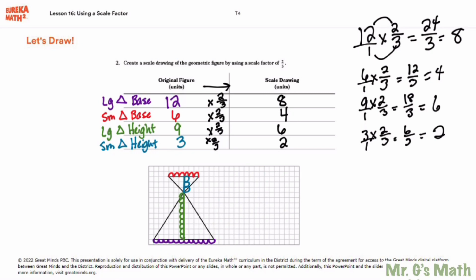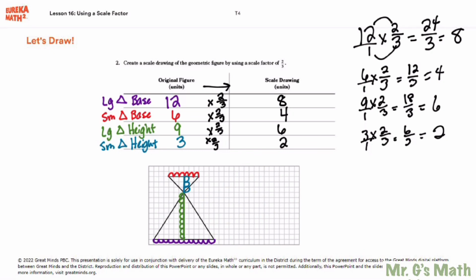On the test, I'm going to do it exactly like this. I'm going to give you a picture. You have to figure out what the measurements are by counting the grid marks, because I don't do rulers. You're not going to have to measure anything with a ruler, but you're going to have to count it out and put it in a table to keep it organized. Figure out your scale factor that I'm going to give you, and then you make the new drawing.